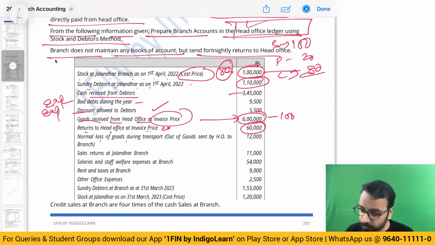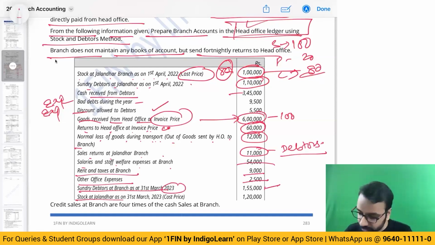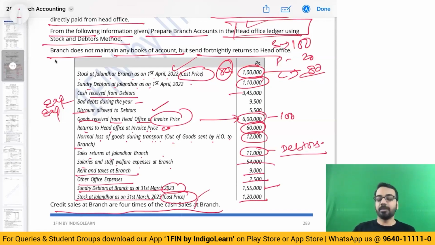Okay. Normal loss of goods during transport, out of goods sent by head office to the branch, 12,000. So that is a part of our normal loss. Sales return at Jalandhar branch. Now this is useful for debtors account preparation and also the stock account. Salaries and staff welfare at the branch 54,000, rent and taxes 9,000, other office expenses 2,500, sundry debtors closing balance 155, stock at Jalandhar cost price 120. Here also cost, here also cost. Credit sales are 4 times the cash sales at the branch.